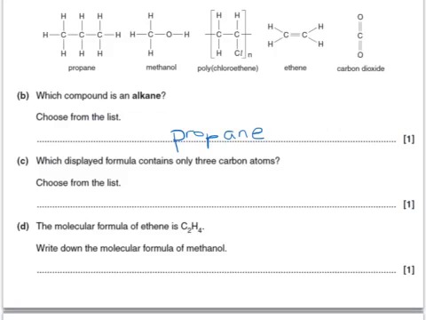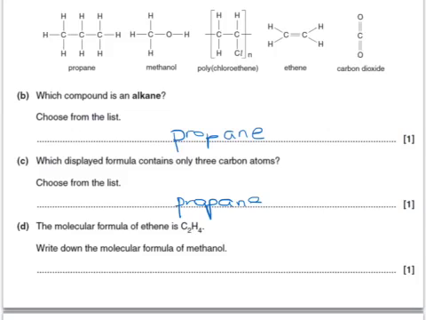Which displayed formula contains only 3 carbon atoms? If we look at each, the first one appears to contain 3, the second one contains 1, the third one, although a polymer, each repeating unit only contains 2, the fourth one contains 2, and the fifth one contains 1. Therefore the answer here is again propane.